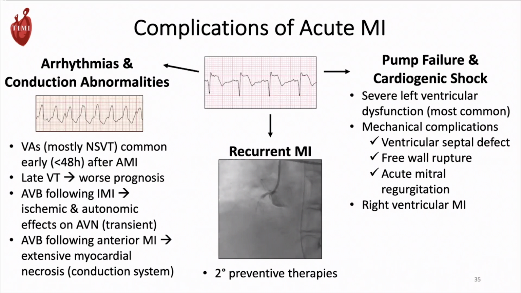A quick word about the complications of myocardial infarction, which is often what lands people in the intensive care unit. So patients after MI can develop arrhythmias or conduction abnormalities. Ventricular arrhythmias are particularly worrisome, although very common in the early post-MI period, in that first 48 hours. And so that we attribute to the early MI period. But if there's late ventricular tachycardia, particularly sustained ventricular tachycardia, that's associated with the worst prognosis.